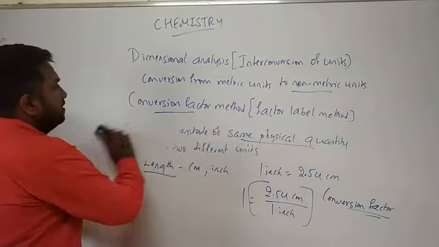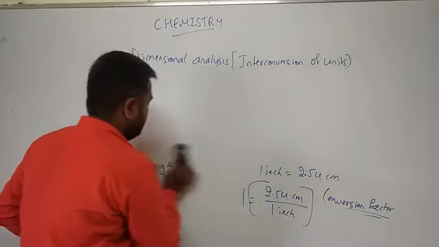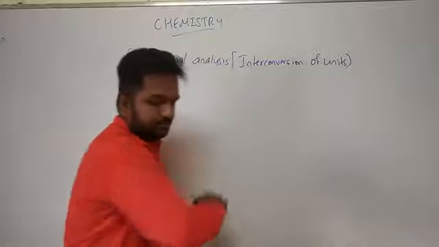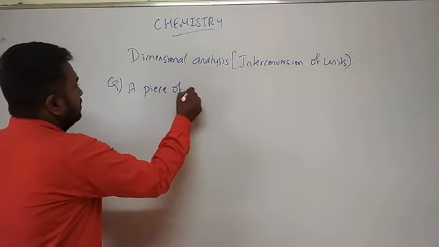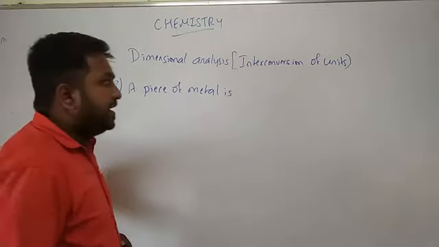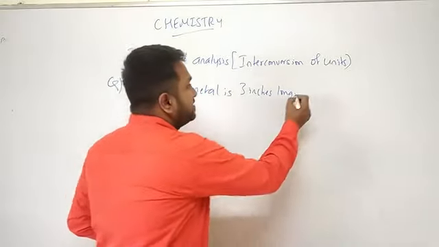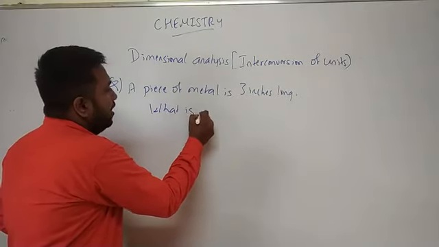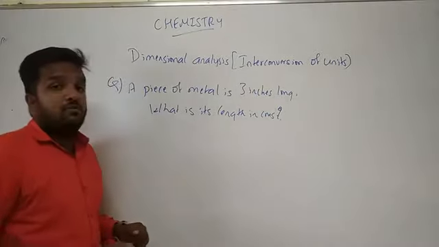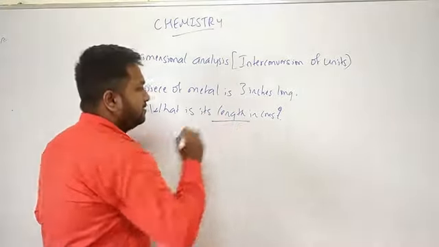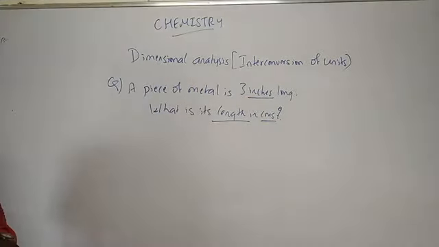A piece of metal is 3 inches long. So what is its length in centimeters? Clear? What is the physical quantity we are talking about? We are talking about length. What are the two different units they have given? One is in inches and one more is in centimeters.